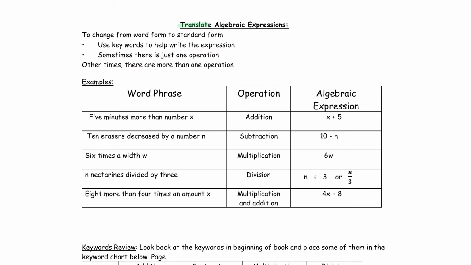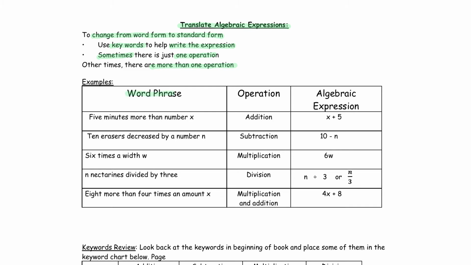When we translate algebraic expressions, it means to change from word form to standard form. We use key words to help write the expression, and sometimes there is just one operation. Other times there are more than one operation. Today we're going to hopefully focus on just one operation at a time. Here are some examples. Take a look.